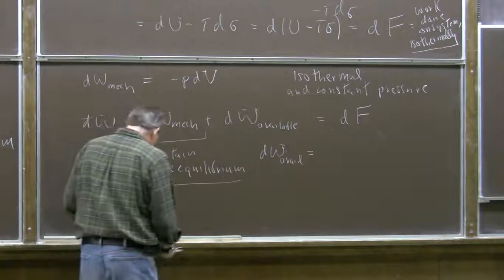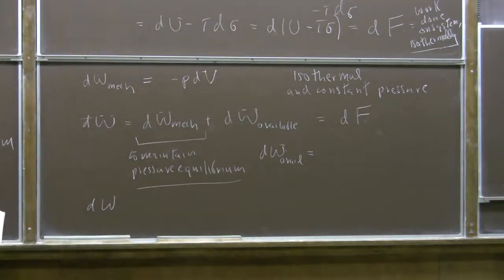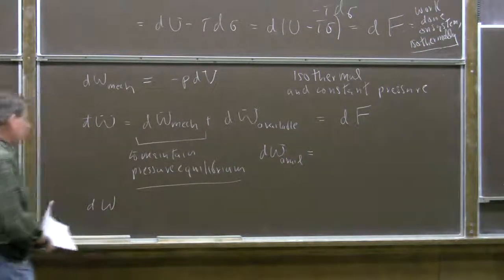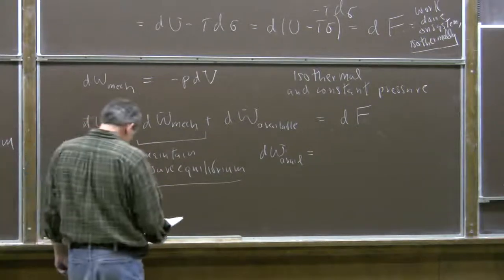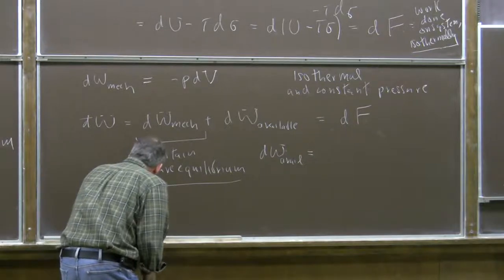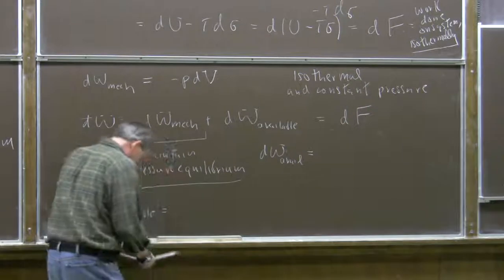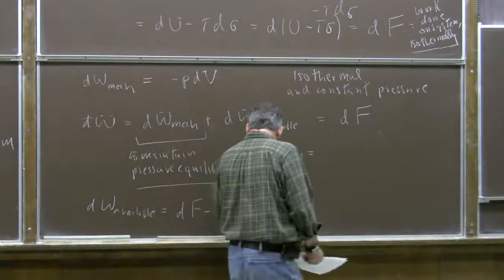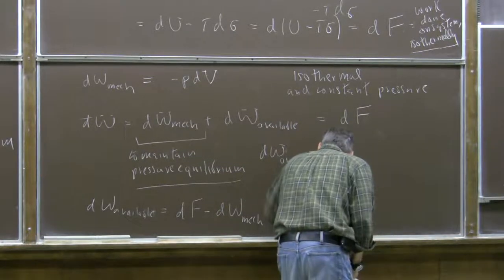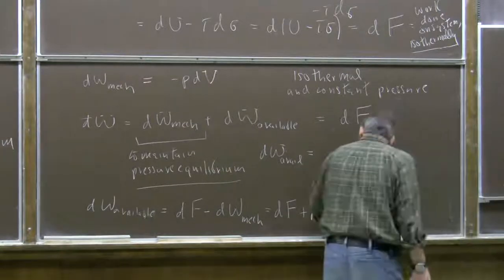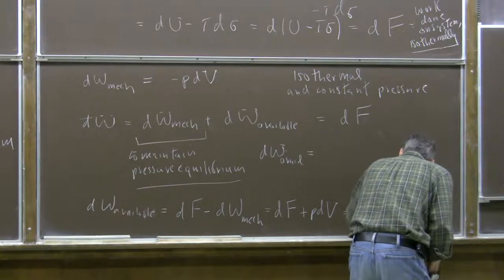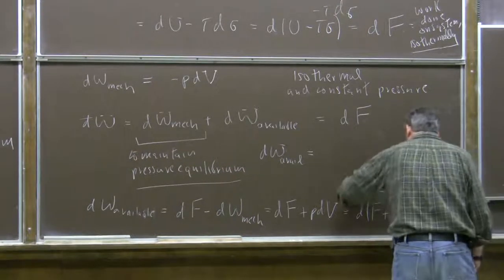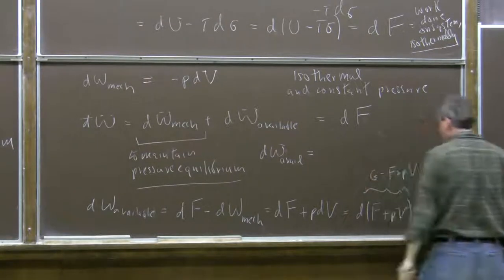So in other words, the change in free energy has two parts. One part is the mechanical work that we've got to do to maintain pressure equilibrium, and the rest is a change which we might be able to exploit later on to extract work from the system. That's what I'm calling dW available. And so I can write dW available as the change in the Helmholtz free energy minus the mechanical work done on the system, and that's dF plus P dV. And if I'm considering a constant pressure process, I can call that the change in F plus PV. And this is the quantity I'm going to call G, which is the Gibbs free energy.